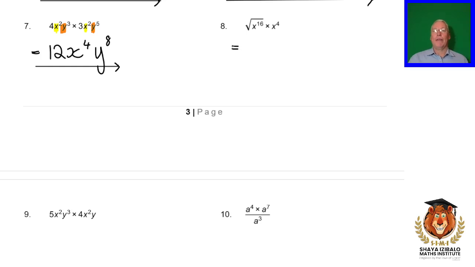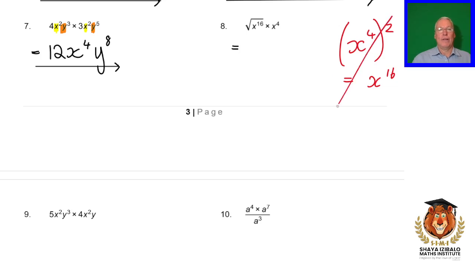The square root of x to the 16. Okay, now, many of you, I know, are going to say, let's square root 16 and get x to the 4. It's not right, okay? That's not right because, remember, when we square root, if we square our answer, then we should get back to x to the 16. And this is not correct. Okay. What number of x's must I put here? If I was to square it, in other words, what number of x's squares to give me x to the 16?